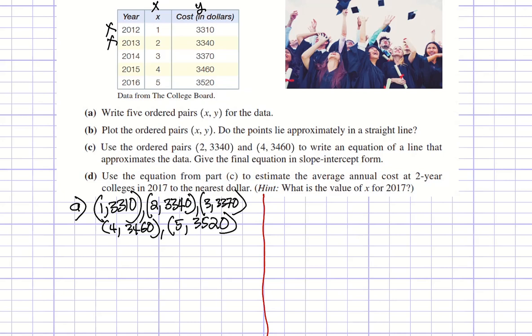And then for B, plot the ordered pairs as well. Do the points lie approximately in a straight line? See, this is what I'm afraid of. We don't have enough space. Oh my God. And the Y values are in the 3,000s. I'm going to have to squeeze it.